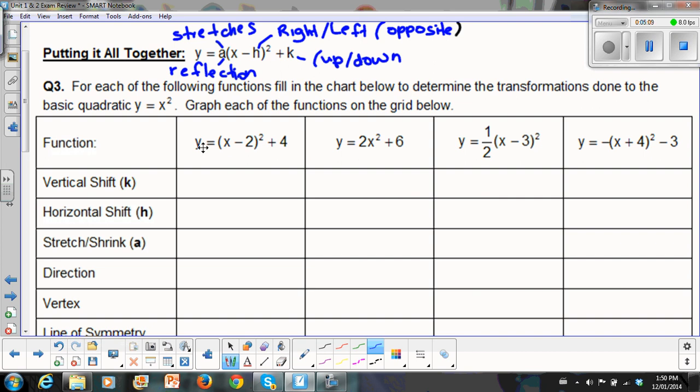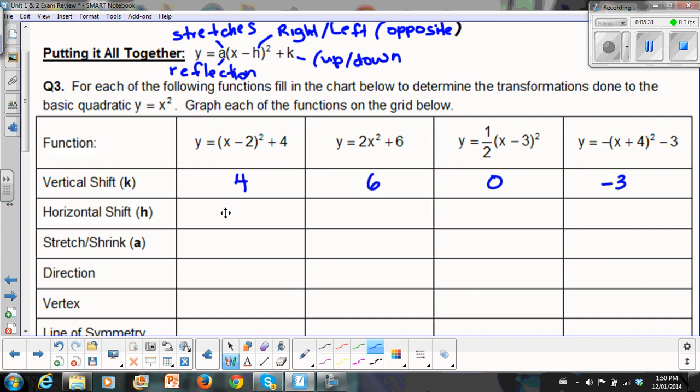So if we take a look at these functions here, these are all different parabolas. We'll just do one row at a time. The k value is your shift up or down. So here our k values are 4, 6, 0, because there's nothing over there, and -3. So this one would go down 3.